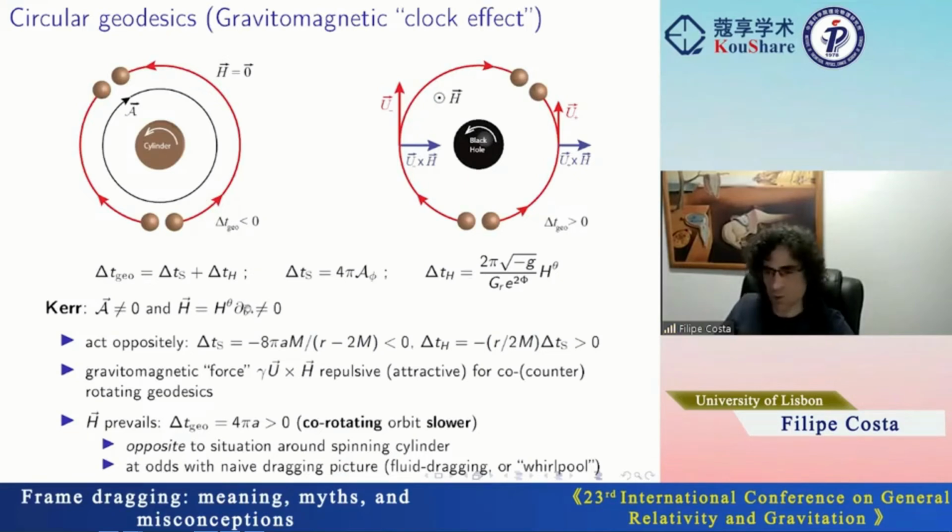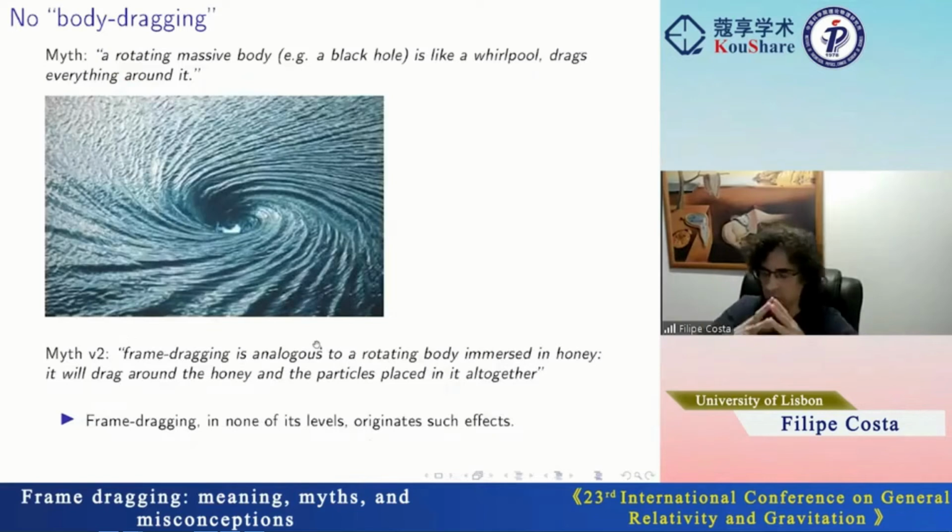And it is also at odds with that naive dragging picture inspired by the fluid dragging analogy that we sometimes read about in science popularization, but also in some textbooks. For instance, that a spinning black hole is like a whirlpool that drags everything around with it, or that frame dragging is somewhat analogous to a rotating body immersed in honey. It will drag the honey and then everything sitting in the honey. This is plain false. Actually, frame dragging in none of its levels originates that type of effect.